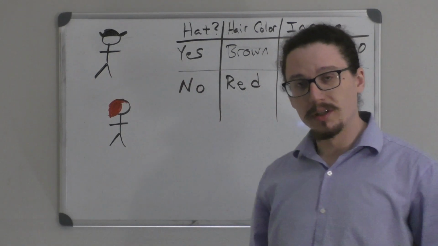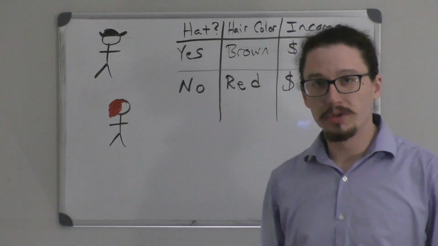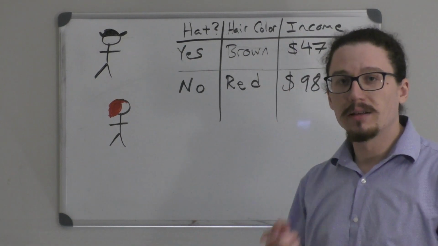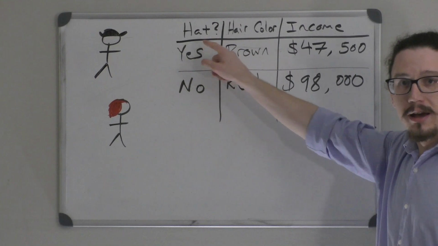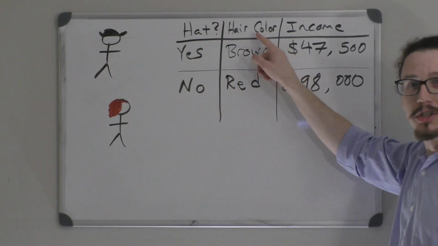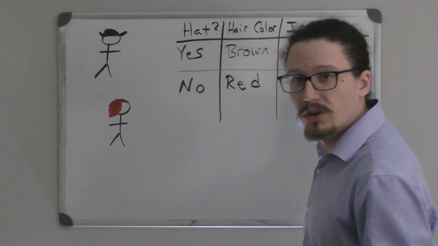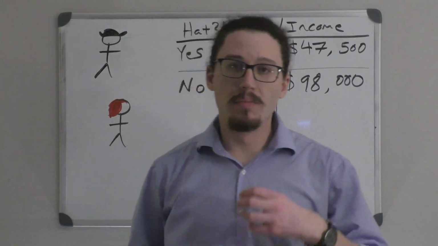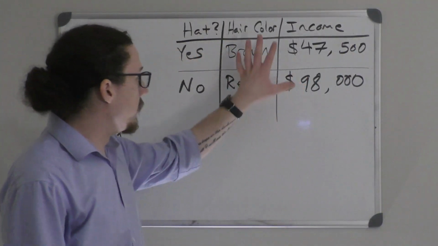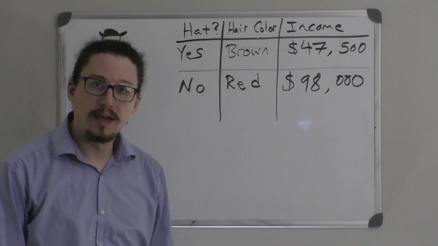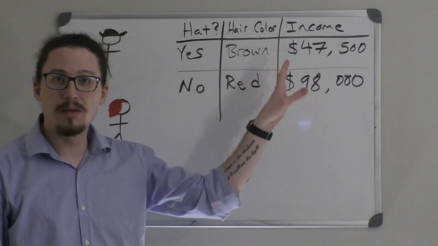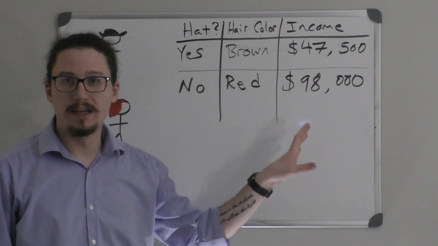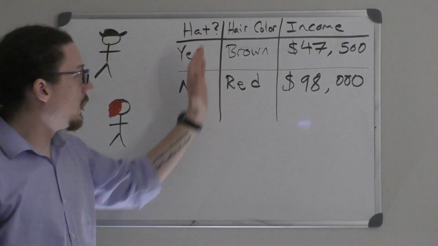The variables of this study, the characteristics of interest, what we're interested about, these are just the things that we asked, right? Are you wearing a hat? What color is your hair? What's your income, right? Those are our variables. And this is going to be a similar layout, even though this is a kind of a silly example, to any data set you see.